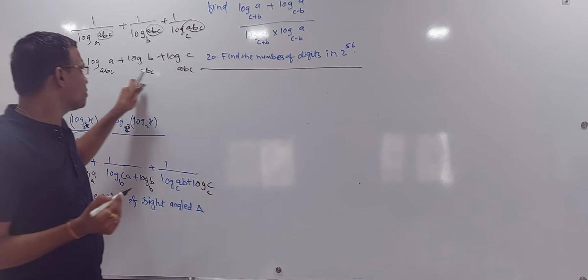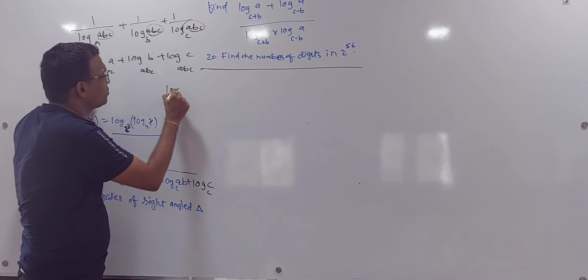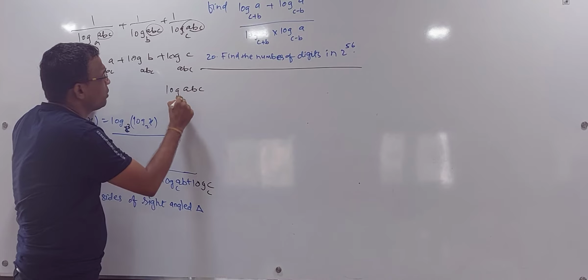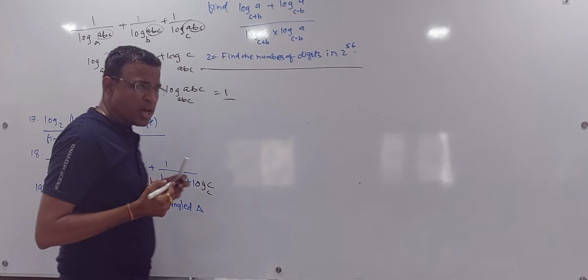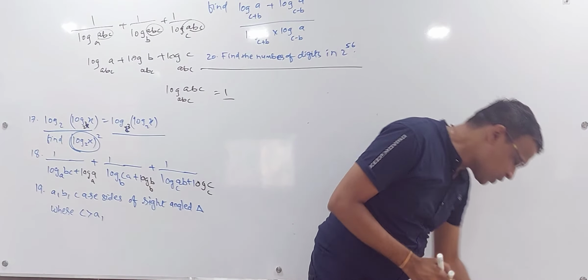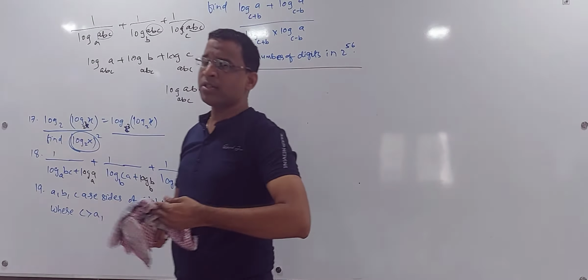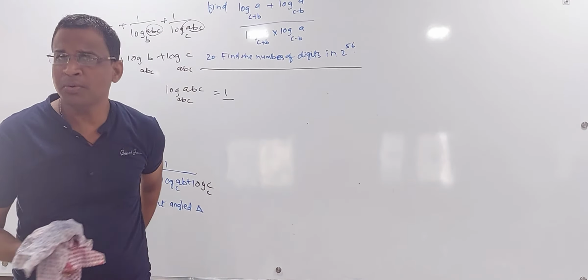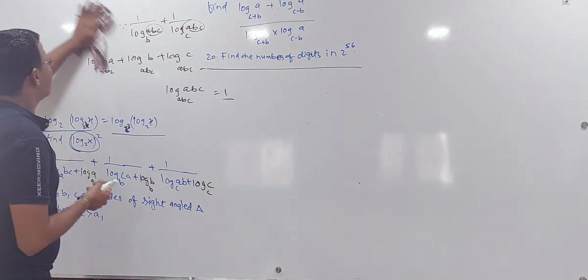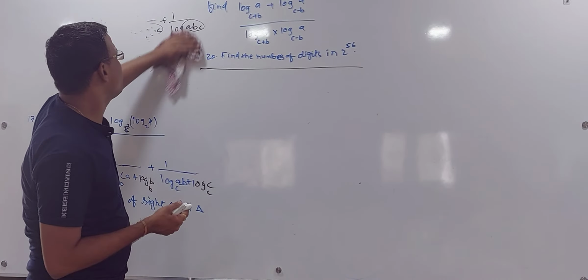Log m plus log n is possible only when the base is same. So it will be log of the product abc to the base abc, which is 1. So answer for this question is 1. Most of the time, the answer for simplification of log is 0 or 1. Mostly. Fine. So again, a very simple question, change of base category.